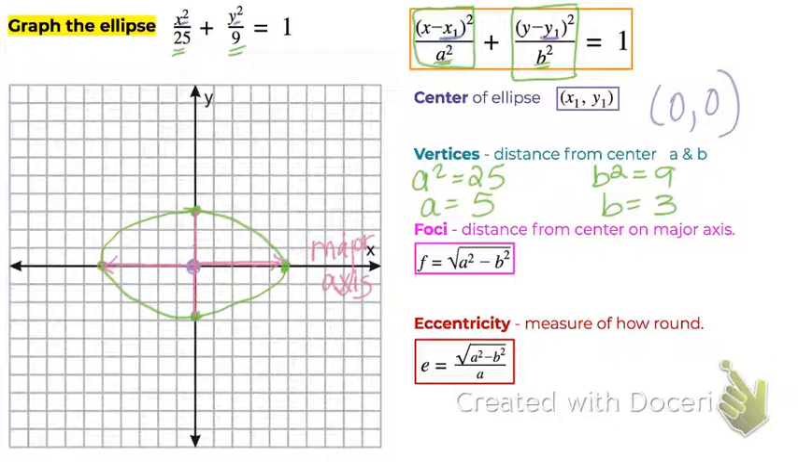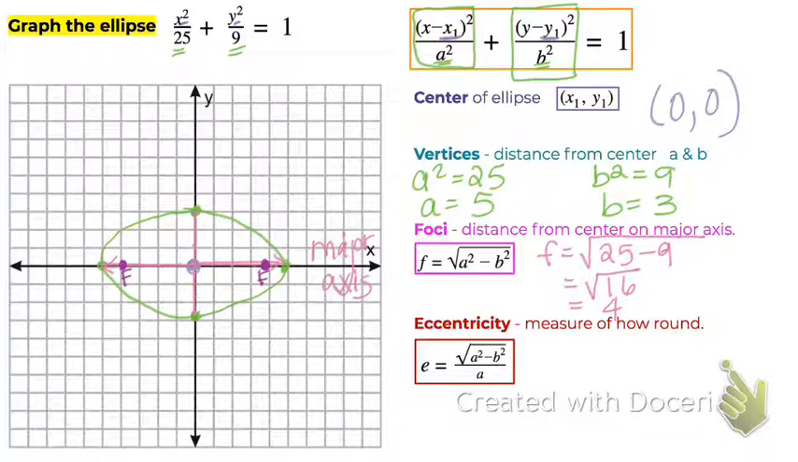And so what we're doing is we are taking the square root of a squared, which is 25, minus b squared, which is 9, which is the square root of 16, which is 4. So it's saying from the center, we're going to go 4 to the right and 4 to the left. This dot right here is called our foci.